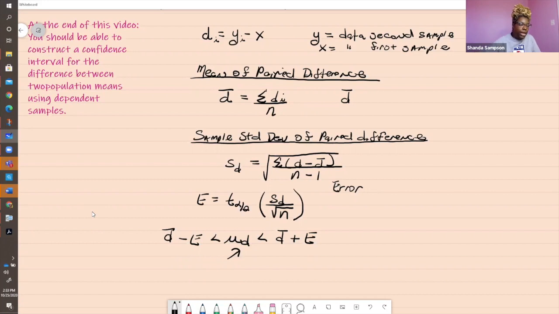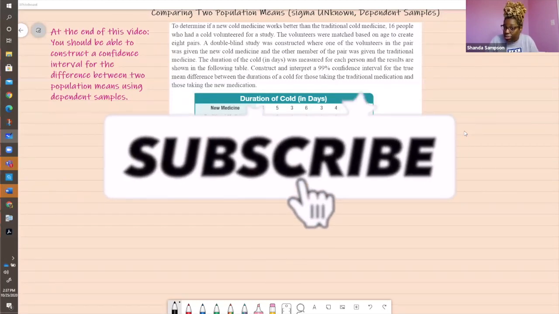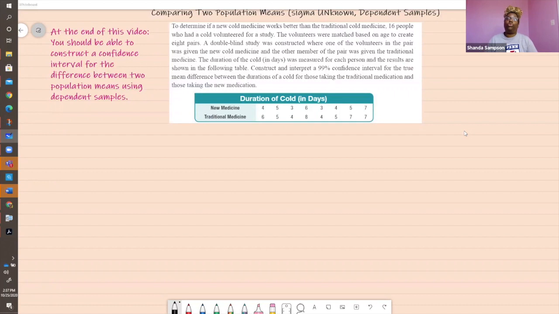So let's get into a couple of problems and see how we work it out. Okay, so here's our first problem. To determine if a new cold medicine works better than the traditional cold medicine, 16 people who had a cold volunteered for a study. The volunteers were matched based on age to create 8 pairs. A double-blind study, which we talked about, was constructed where one of the volunteers in the pair was given the new cold medicine and the other member of the pair was given the traditional medicine. The duration of the cold in days was measured for each person and results are shown in the following table. Construct and interpret a 99% confidence interval for the true mean difference between the duration of the cold for those taking the traditional medicine and those taking the new medicine.